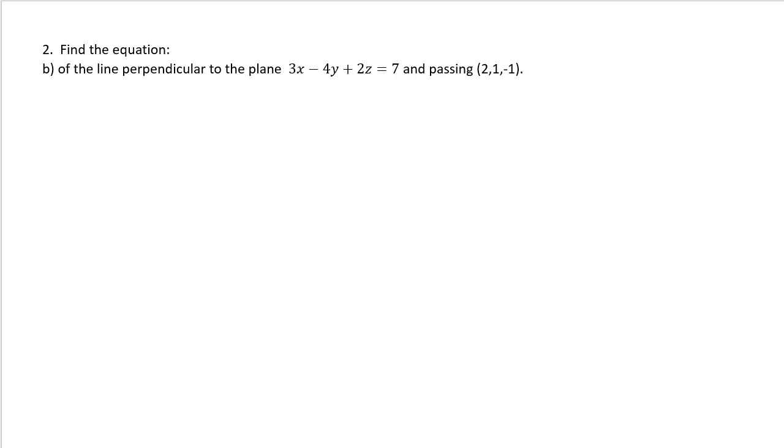Okay. Find the equation of the line perpendicular to the plane passing through (1, -1). In this case, it said find the equation of the line, but it didn't say parametric or symmetric, so you can just put either one. Here, you have to know that the generic plane equation looks like ax plus by plus cz equals some number d, and this (a, b, c) is a normal vector to the plane.